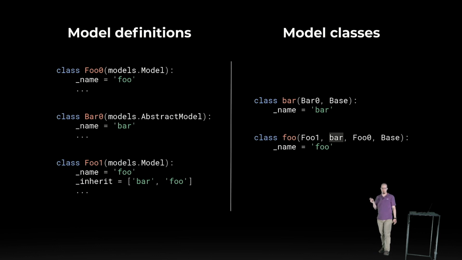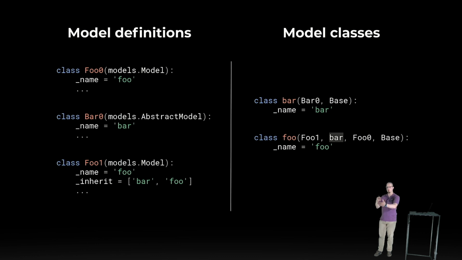And here in the class foo1, you say that the model foo will inherit from bar and from foo. Inheriting from bar and from foo means that we want the model class of foo to inherit from the model class of bar, and not just the class bar0, and then from the other classes that were defining the model foo. So if you look at the parent classes of foo on the right hand side, you see foo1, which is the last extension of this model.